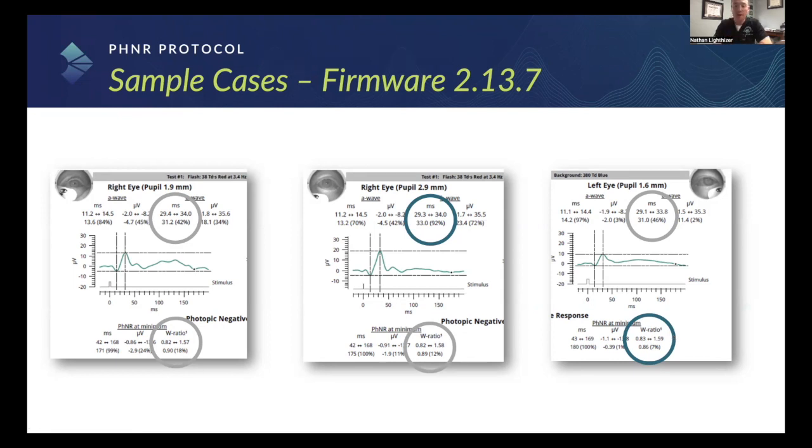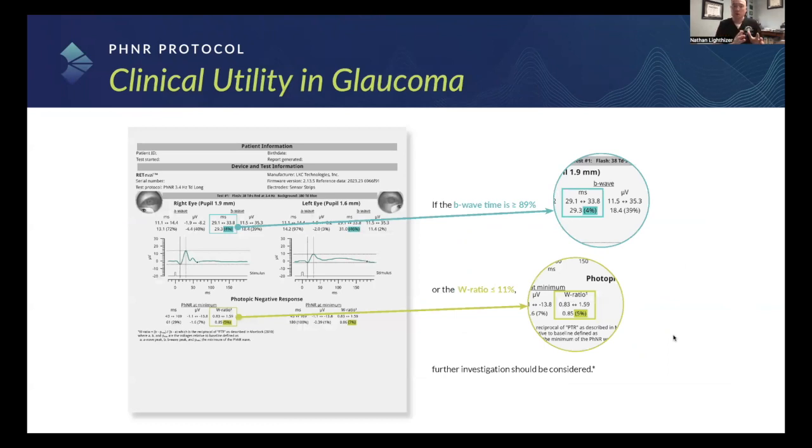So the photopic negative response, again, has clinical utility in glaucoma. Remember, if the B wave time is greater than or equal to 89%, that's red flagging you. Or if the W ratio is less than or equal to 11%, that is red flagging you. So use the photopic negative response in your glaucoma suspects, early glaucoma through late glaucoma patients, and it will give you more utilization, functional data of those ganglion cells.